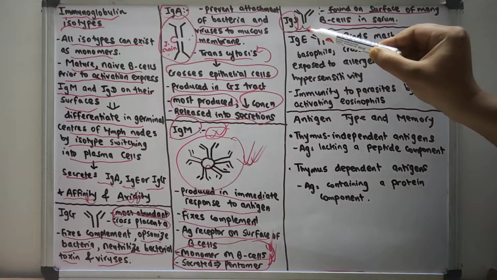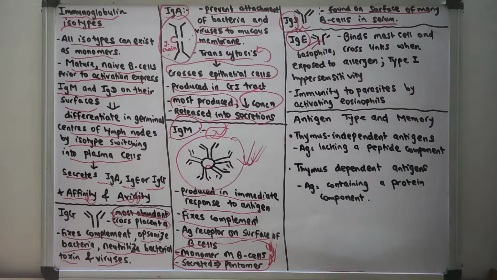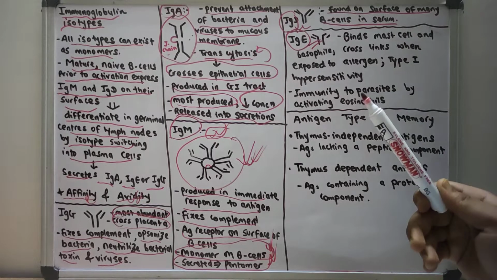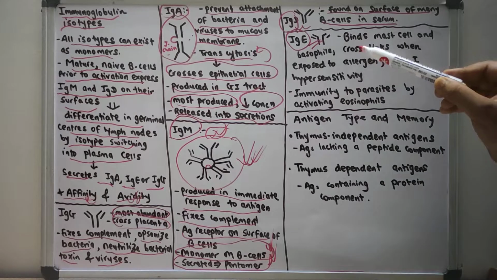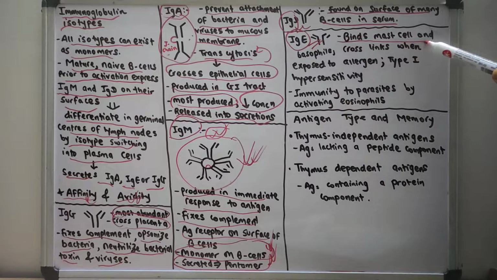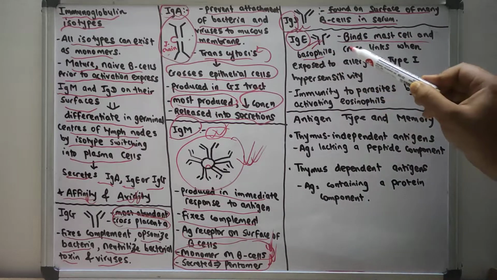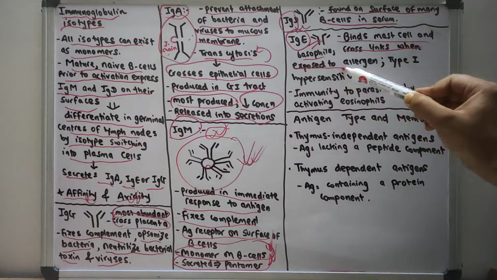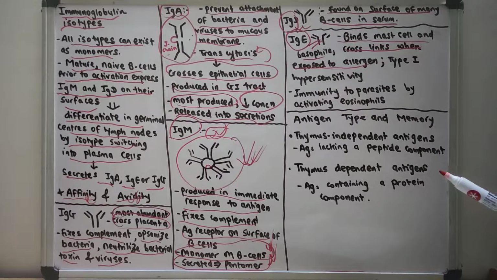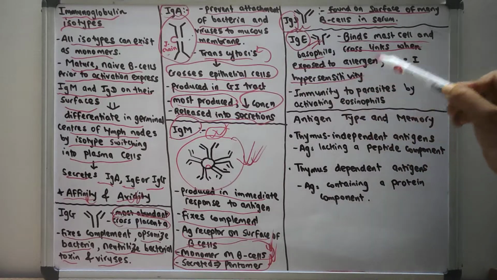Now let us talk about immunoglobulin E. Immunoglobulin E is one of the important immunoglobulins because it causes type 1 hypersensitivity reactions. The details about the hypersensitivity reaction we will talk about in another video, but immunoglobulin E has very important functions. So immunoglobulin E binds with the mast cells and basophils. It cross-links when it is exposed to an allergen, and it also participates in type 1 hypersensitivity.